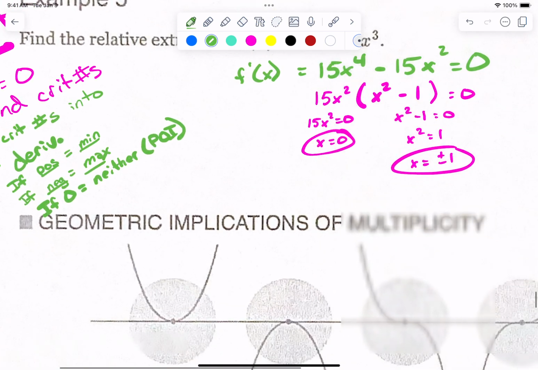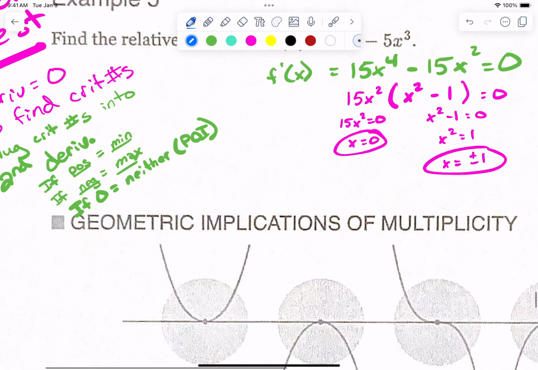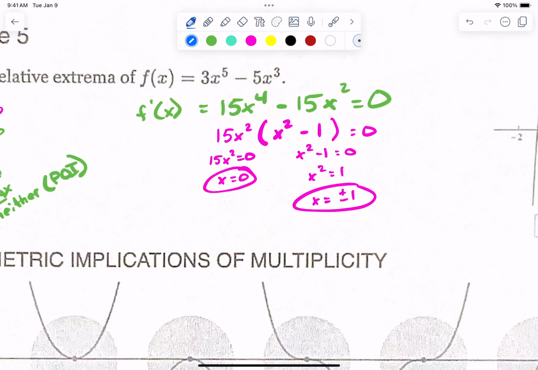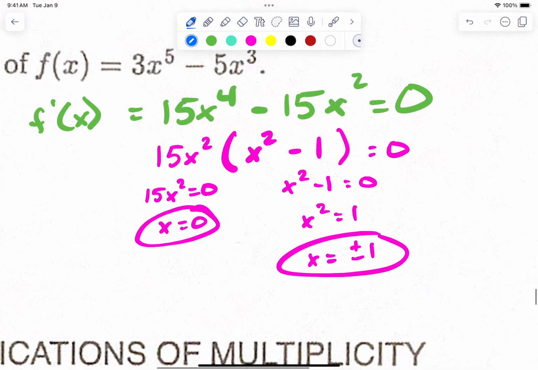Okay? So let's take those numbers that we got. We'll plug them into the second derivative and see what we got. It's either a POI or a PON. But usually a PON arises from dividing by 0 type things. All right, so we have our numbers 0 and 1.